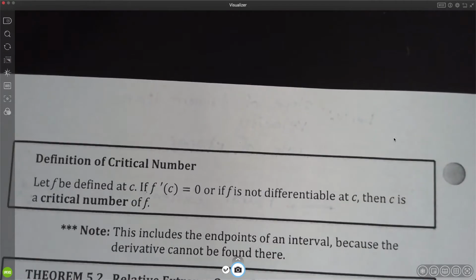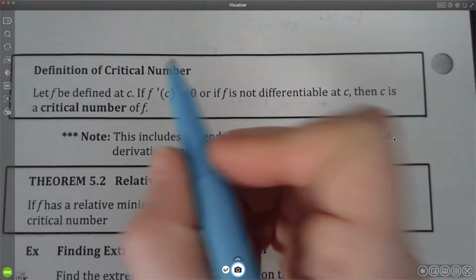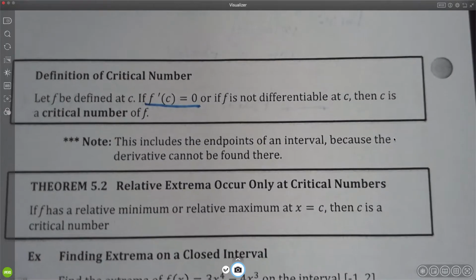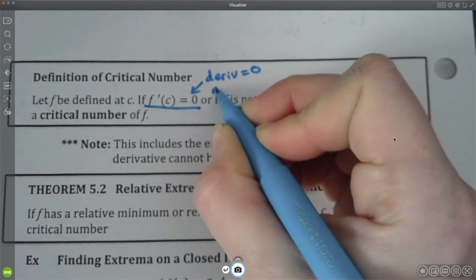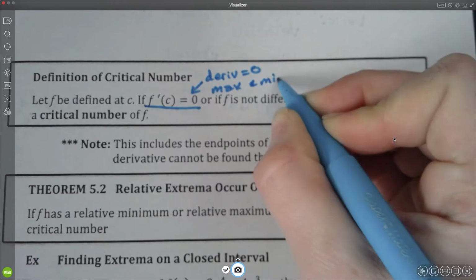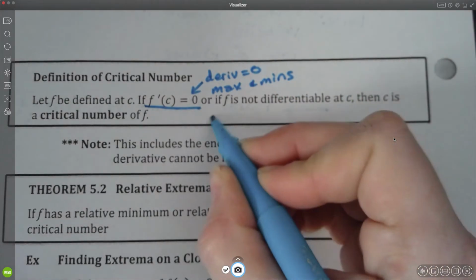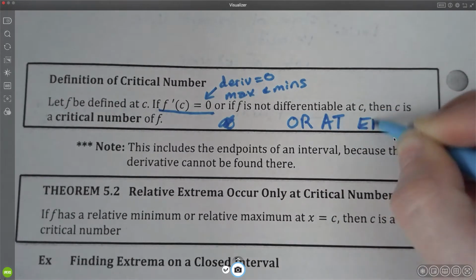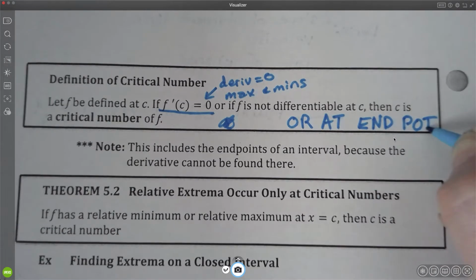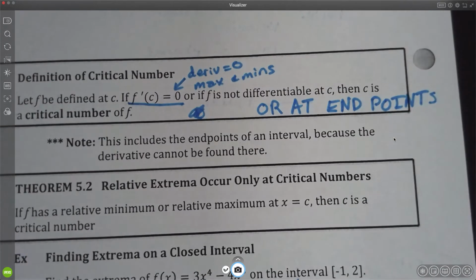Definition of a critical number. Critical numbers are where the derivative equals 0. So places where the derivative equals 0 are the maxes and the mins. Or, and I'm going to put this in all caps, OR at endpoints. So if they say find the critical numbers for this equation, the first thing you're going to do is take the derivative and set it equal to 0, because those will cover all of your maxes and mins along that curve. And your critical numbers will also include any endpoints that you have.